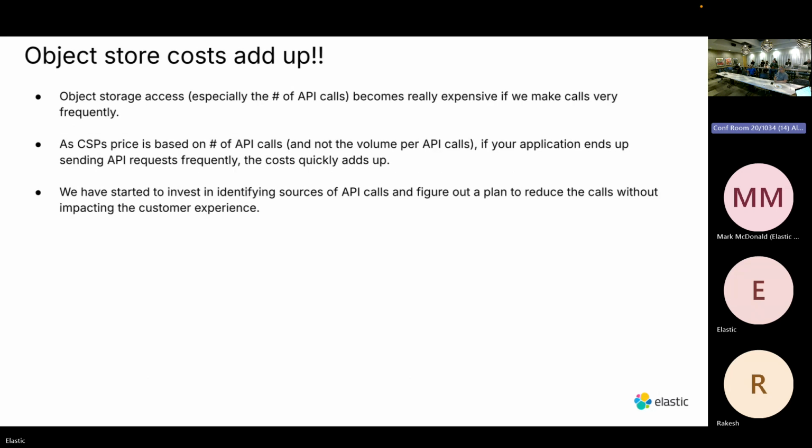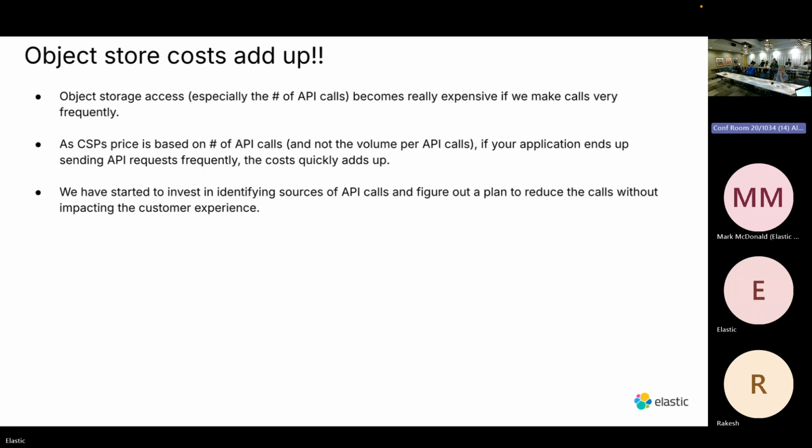Object store cost adds up. This is one of the really fun things that we realized: the way a lot of companies and the CSPs charge you for object store, they charge you based on the API calls. They don't charge you based on how much data you are sending in each API call, right? Which means for our service and our workloads, if a customer is ingesting data every millisecond, we have to make an object store call every millisecond to store the data, which means the cost quickly just adds up, right?